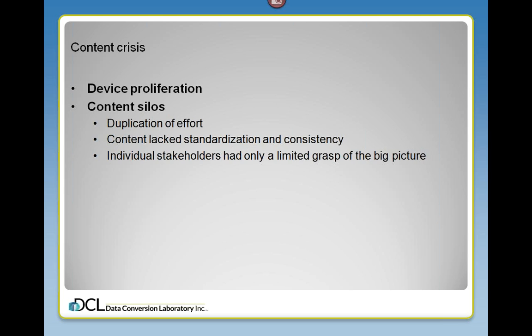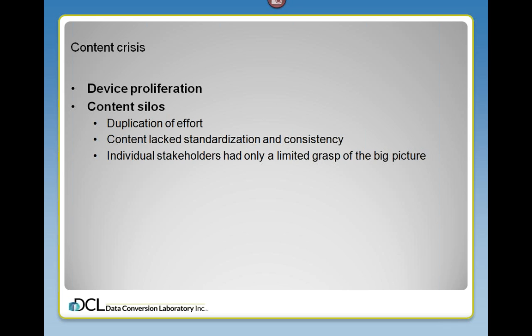Okay. Finally, the individual stakeholders had only a limited grasp of the big picture. Nobody had what you might call the view from 30,000 feet that could see how all the stakeholders interacted. So that was why we decided to do this.